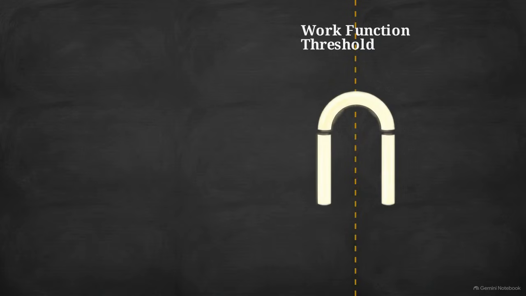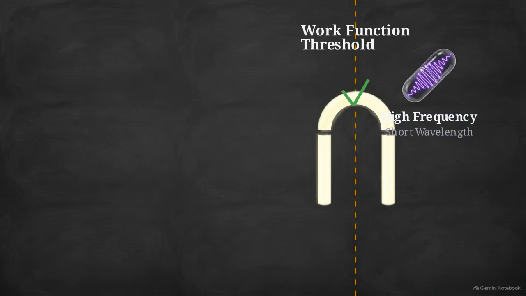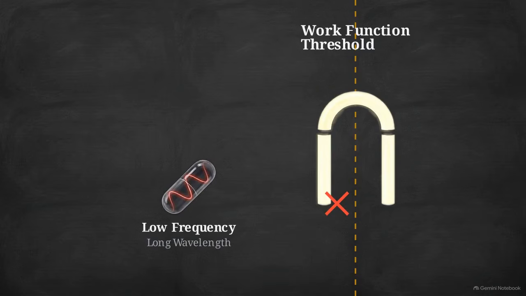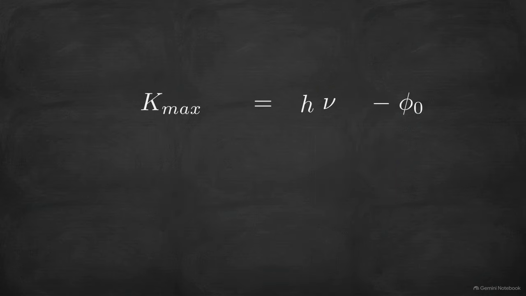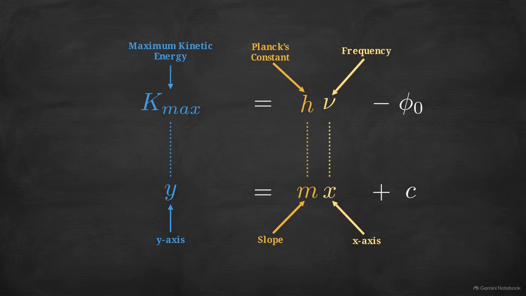You can think of every specific metal as an exclusive club with a strict gateway. To trigger the photoelectric effect, the incoming light must possess a frequency above the threshold frequency and a wavelength below the threshold wavelength. Let's map this physics equation onto a coordinate plane. Einstein's formula perfectly mirrors the standard algebraic equation for a straight line. K max maps directly to y, frequency maps to x, Planck's constant maps to the slope, and the negative work function maps to the y-intercept.